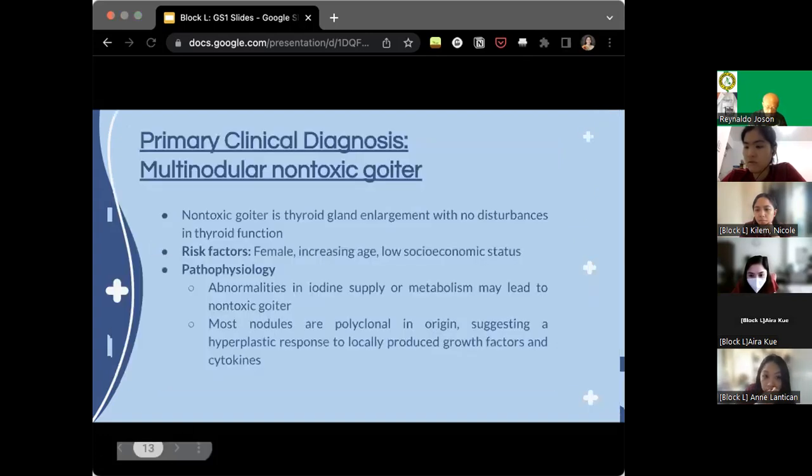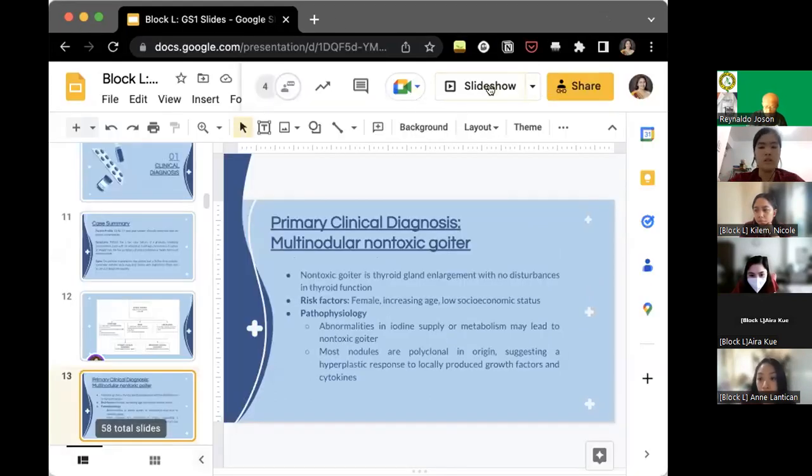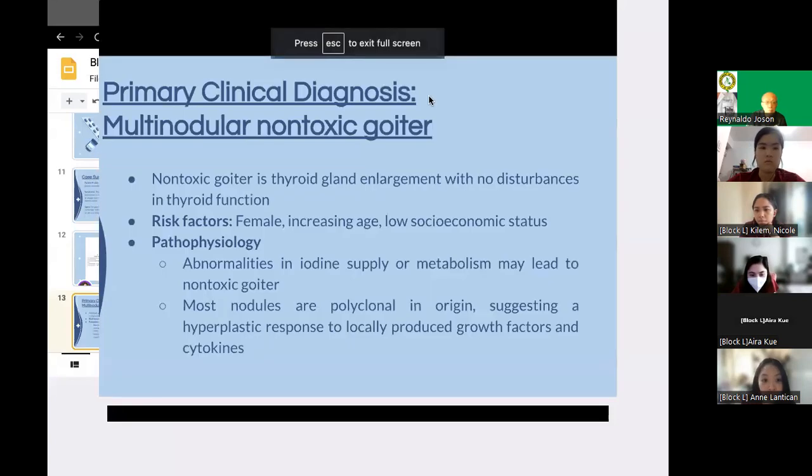So starting with our primary clinical diagnosis, which is multinodular non-toxic goiter. Just a brief background and pathophysiology. Kapag sinasabing non-toxic goiter, it's basically thyroid enlargement but with no disturbances in thyroid function. And we say this kasi parang wala namang hyperthyroid or hypothyroid symptoms si patient, wala siyang any cold or heat intolerance, diarrhea, constipation, tachycardia, and the likes. The risk factors for this disease include female sex, increasing age, as well as low socioeconomic status.